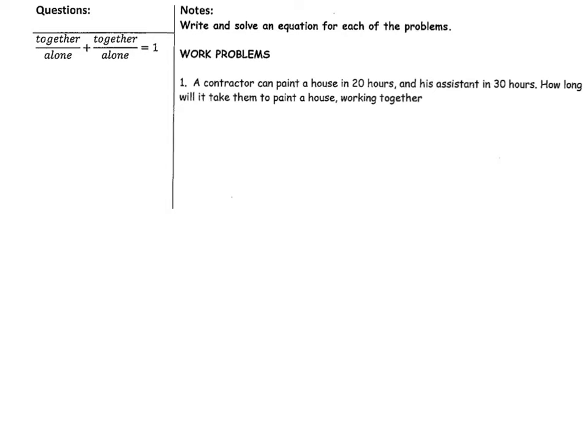Now, together over alone means how long does it take them together over how long does it take them alone for the contractor? And then how long does it take them together and how long alone for the assistant? Okay? And it equals 1. The reason that it equals 1 is because it's one job. I want to know how long it takes them working together.